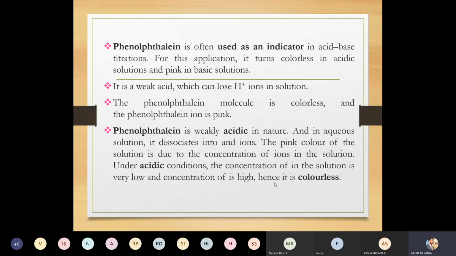Phenolphthalein is weakly acidic in nature and in aqueous solution it dissociates into ions. The pink color of the solution is due to the concentration of ions in the solution. Under acidic conditions, the concentration of the ion in the solution is very low and the concentration of the molecule is high, hence it is colorless.